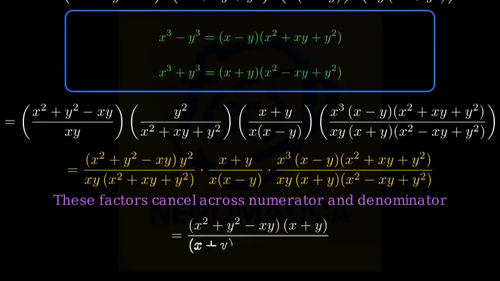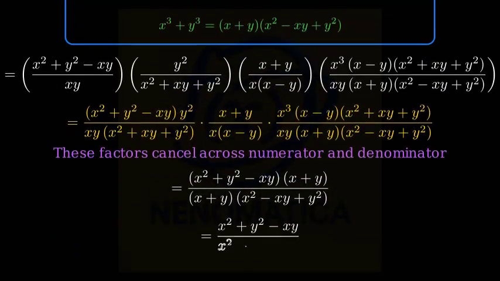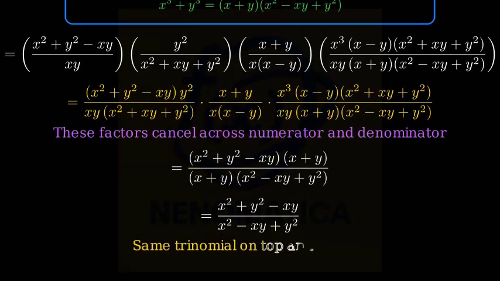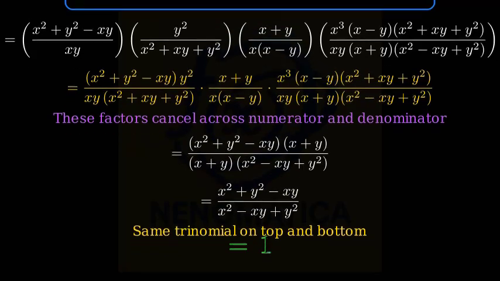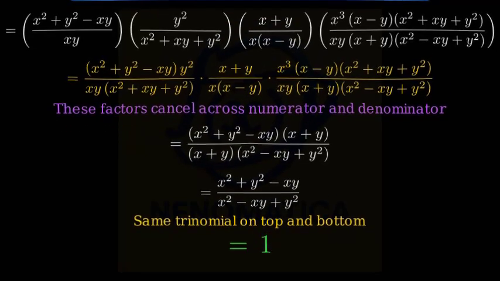After canceling common factors, what remains is the factor x squared plus y squared minus xy in the numerator, and x squared minus xy plus y squared in the denominator, multiplied by x plus y over x plus y. Those x plus y factors also cancel, leaving the same trinomial both on top and bottom, which equals 1. Therefore, the entire expression simplifies to 1.